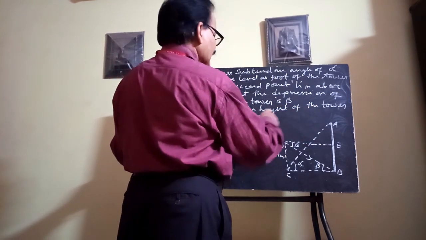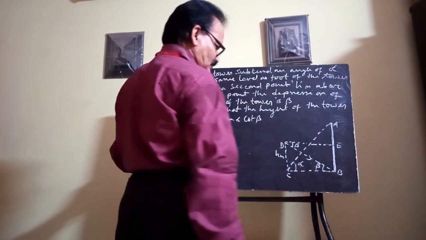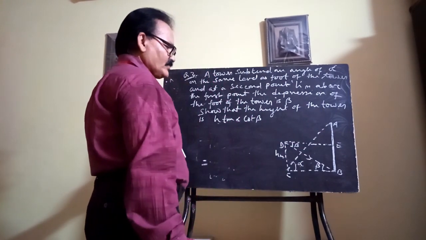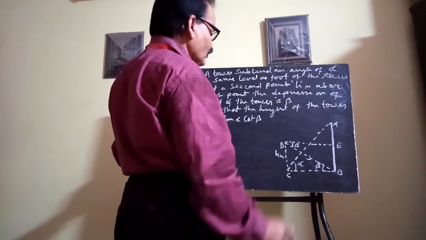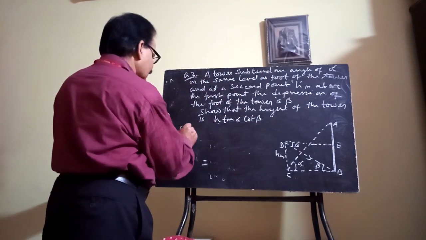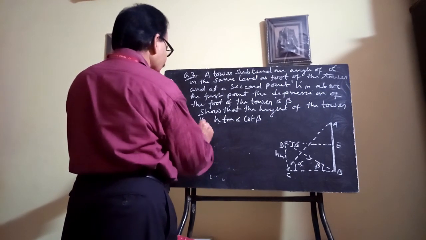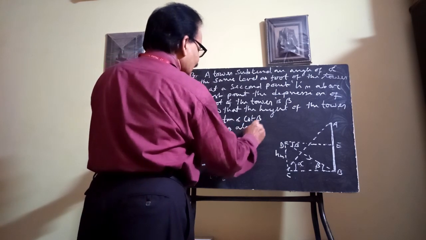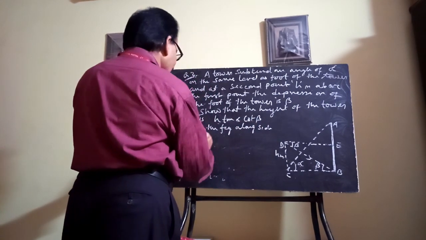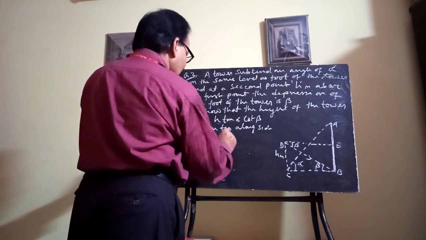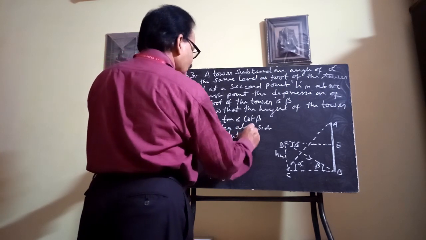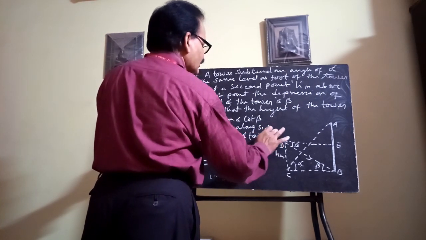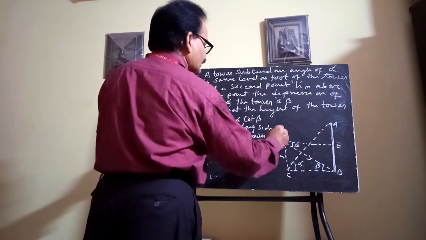You have to find out the height of the tower. That means your target is to find out the value of AB. So now write the solution and describe the diagram. In the given figure alongside, AB is the height of the tower. Say this is your capital H meter.